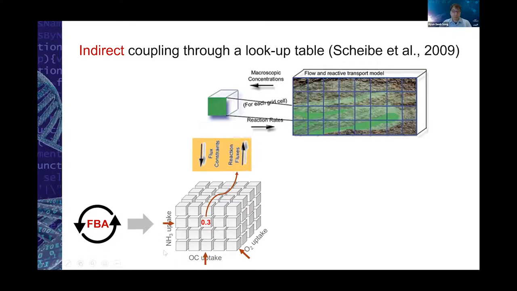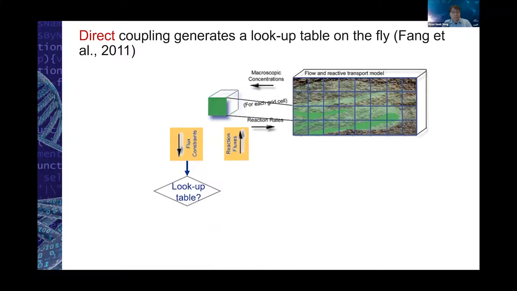to see where the reaction is, like a biomass growth rate or other production rate. So we can just go, in this case, our flux constraints are here, organic uptake, ammonium, and oxygen here, then this 0.3 is the reaction rate they needed as an input to solve these reactive transport equations.